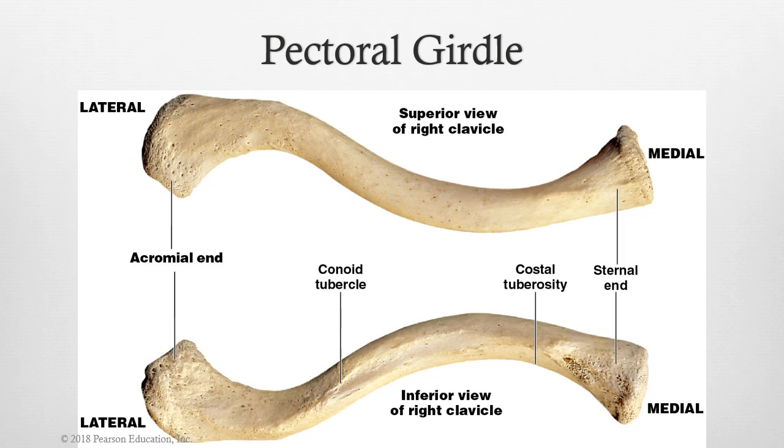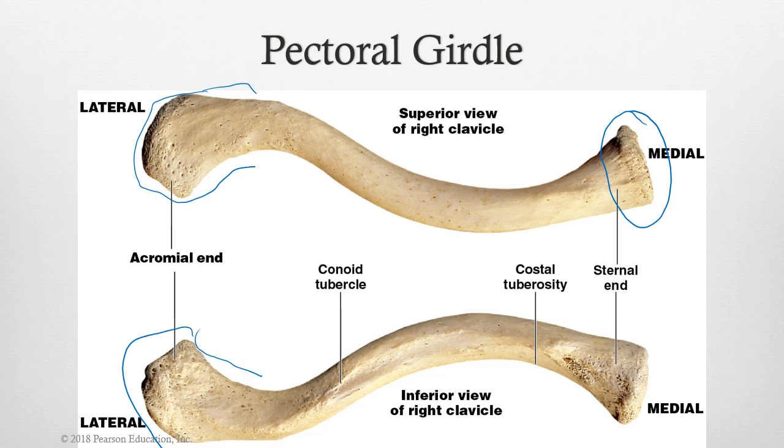So the clavicle is a very important bone when it comes to the appendicular skeleton and its attachment back to the pectoral girdle itself. And we can see that in terms of the clavicle, the lateral side of the clavicle is actually kind of flattened out. So it has more of a flattened structure to it. And the medial side has more of a rounded side.